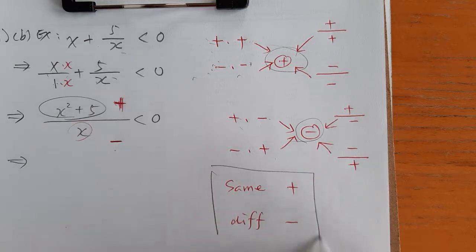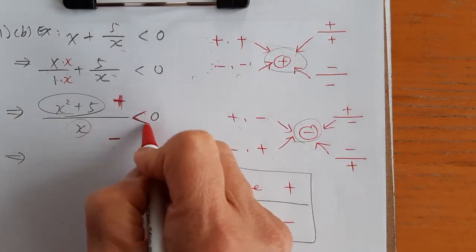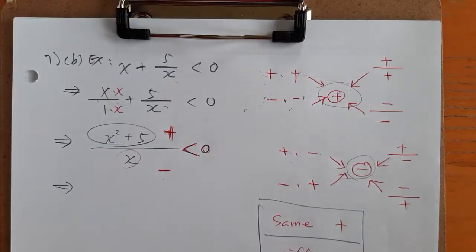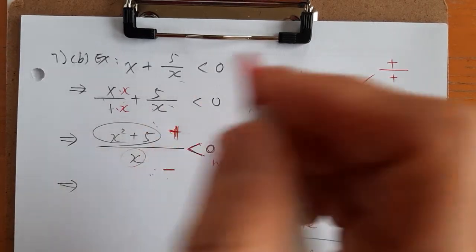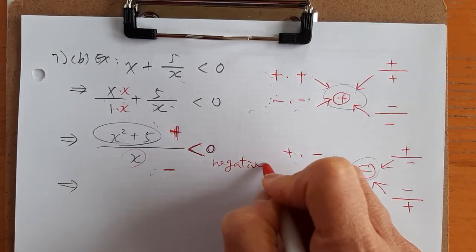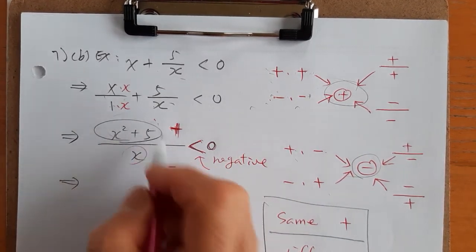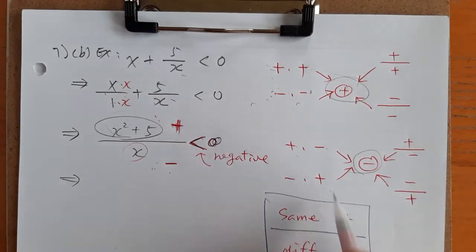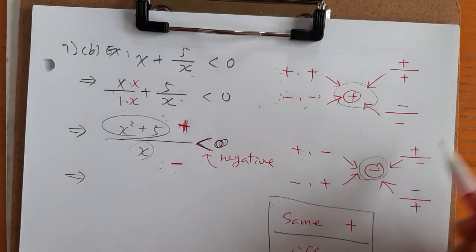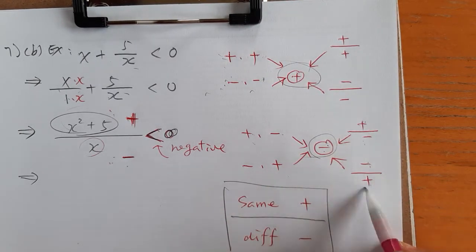So same sign, positive; different sign, negative. So we want this one to be less than 0, which means negative. The two divided, we want it to be negative. The numerator divided by the denominator, we want the result to be less than 0, negative, then the numerator and denominator need to be different sign.